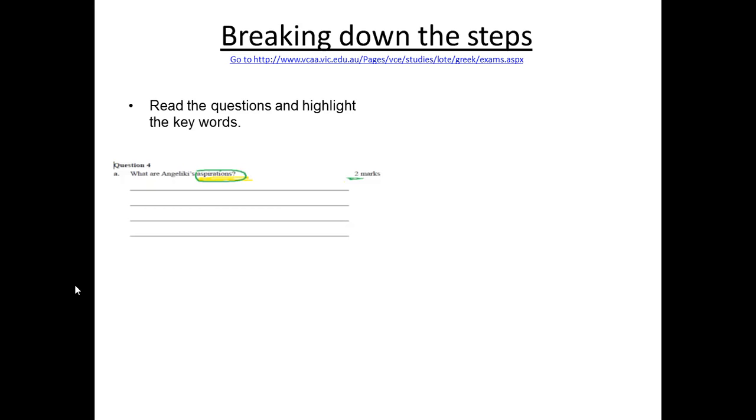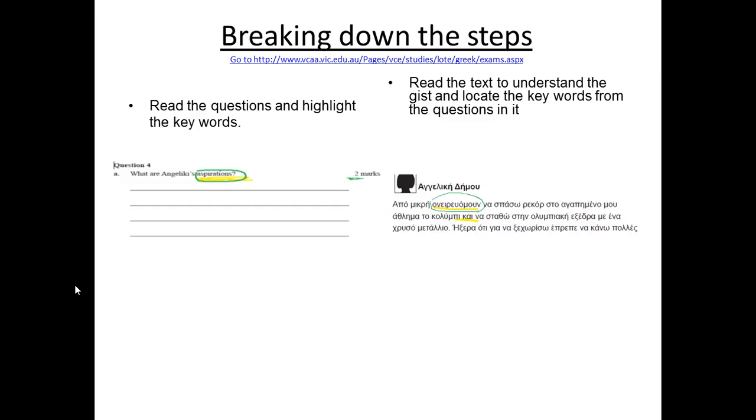Breaking down the steps. You will need to read the questions and highlight the keywords. For example, in the 2016 VCE Greek examination, we have the question, what are Angeliki's aspirations? So basically the keyword here is aspiration. So in the text, we will try and find a similar word. So when we read the questions and highlight the keywords, we read the text or texts to understand the gist and locate the keywords from the questions in it.